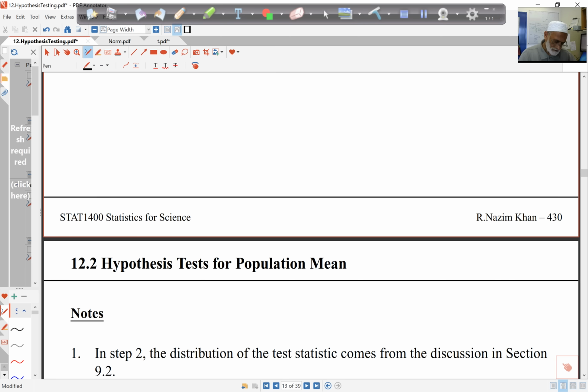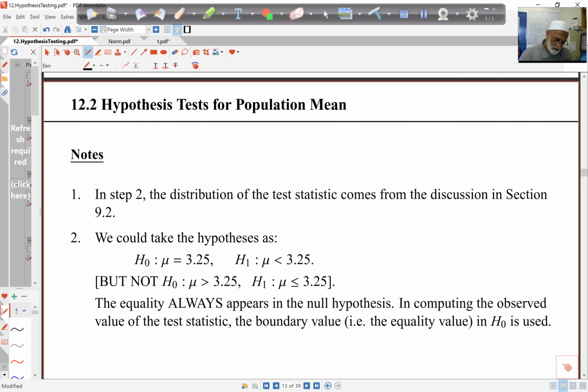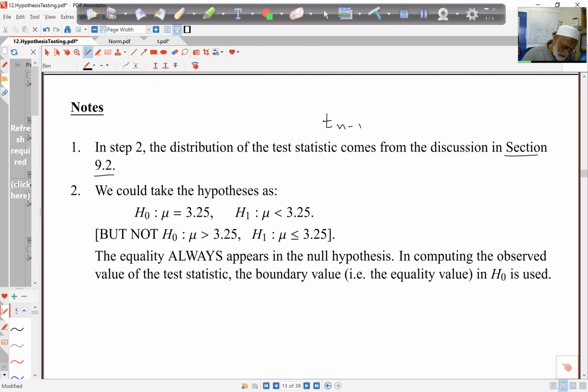Now, the distribution that we used here, the t with n minus 1 degrees of freedom distribution, was what we obtained in our discussions on sampling. So that's where that comes from. As we said earlier, the hypothesis could easily be taken simply as mu equals 3.25 versus mu less than 3.25. But the equal sign always stays with the null hypothesis. So you'll never write the thing as mu bigger than 3.25 against mu less than or equal to. That would be incorrect.